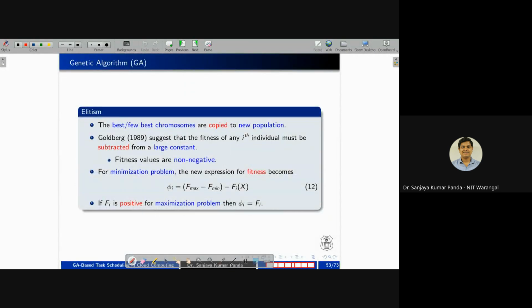There is another method called elimination, right? Here, only the best chromosomes are copied to the new population. Goldberg and Samtani did the first application in genetic algorithm. They suggest that the fitness of any ith individual must be subtracted from a large constant. But you have to ensure that fitness values are non-negative. Only then make it a constant; otherwise negative will become positive, and it will be a large value. So for a minimization problem, the new expression for fitness is fmax minus fmin minus fi of x. And if fi is positive for a maximization problem, then we consider phi i equal to fi.